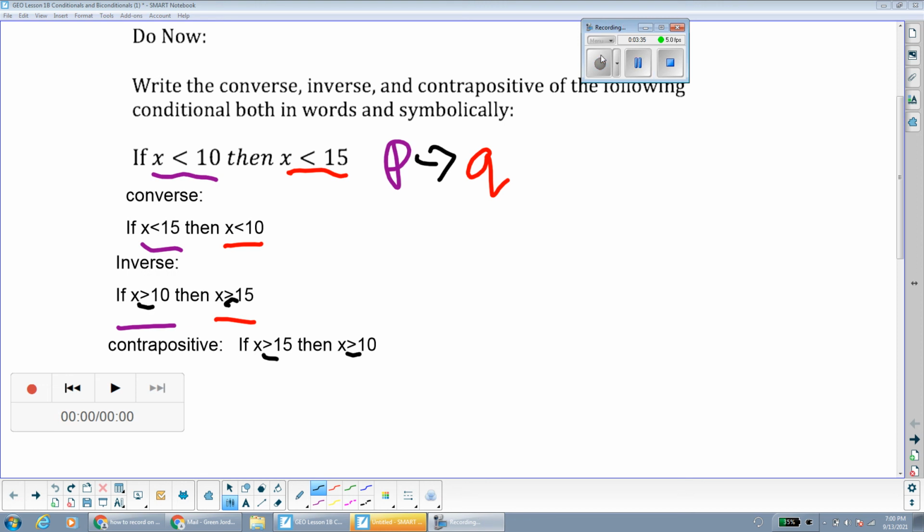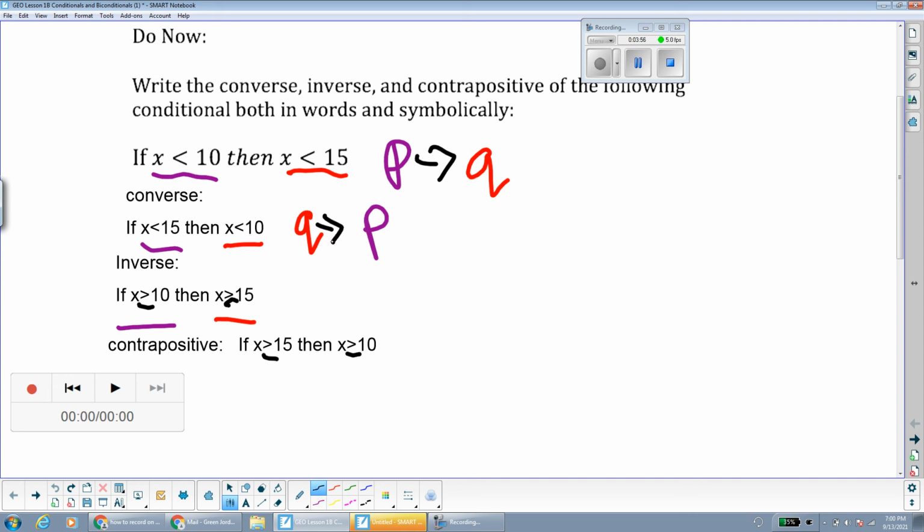We still need to represent all of these symbolically. So for the converse, since only the order of the premise and conclusion changed, instead of writing if P then Q, we can write if Q then P.